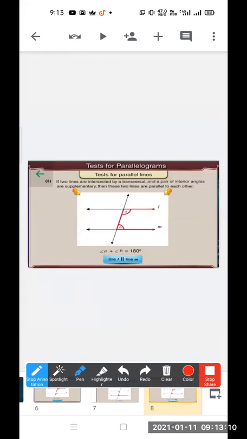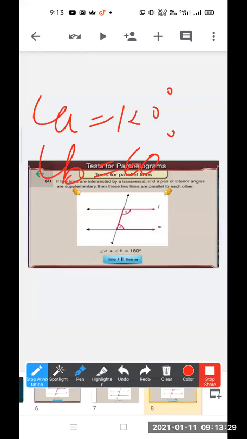If their sum is not supplementary, that is not 180 degrees, then those lines are not parallel. Suppose angle A is given as 120 degrees and angle B is given as 60 degrees. So their sum is 180 degrees.